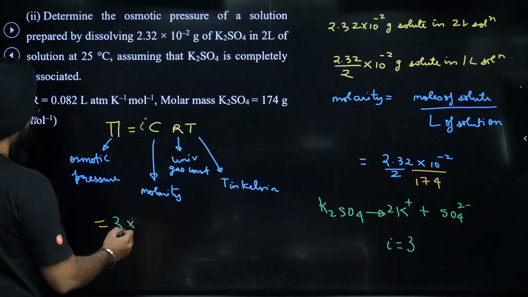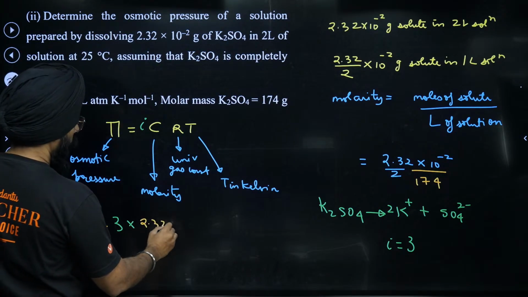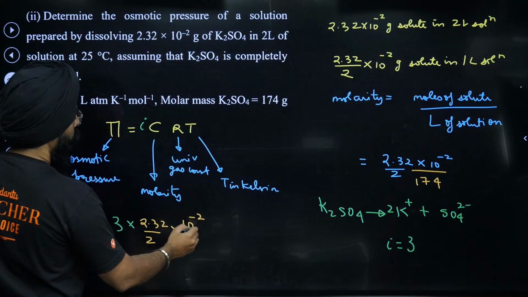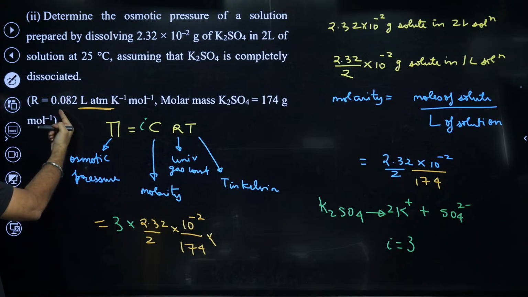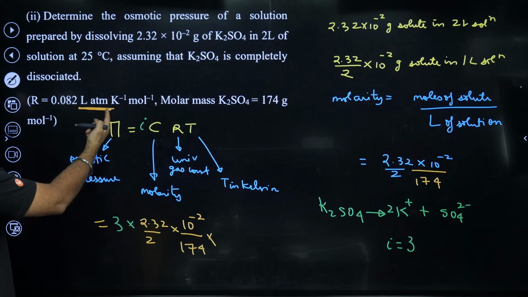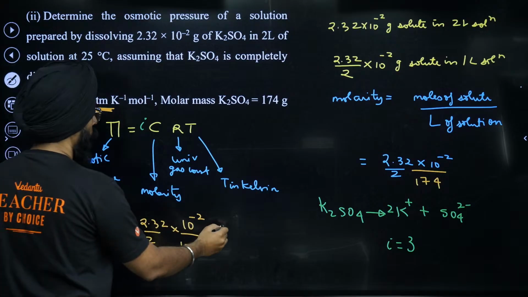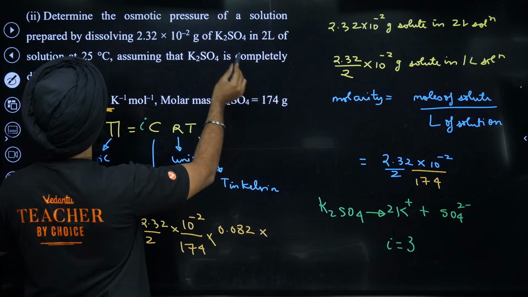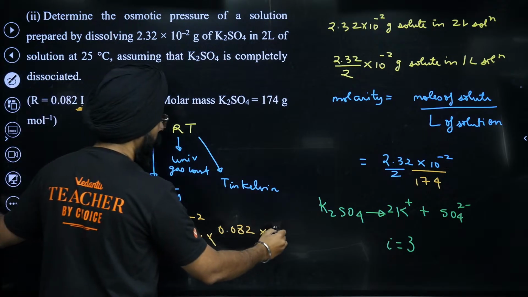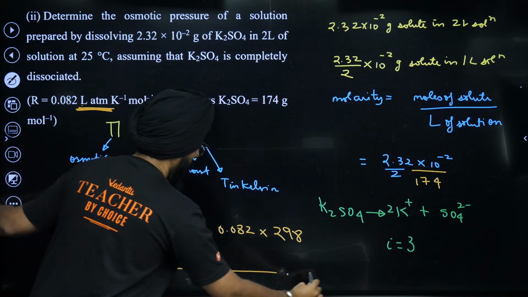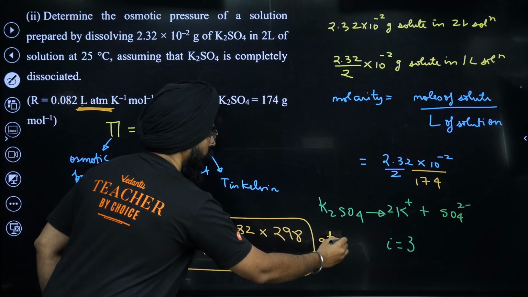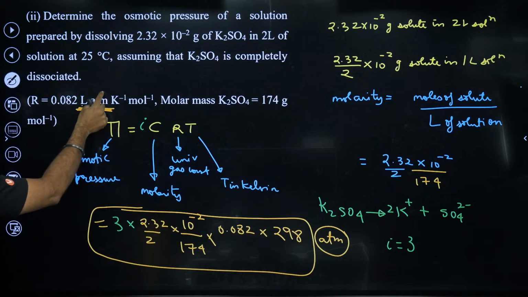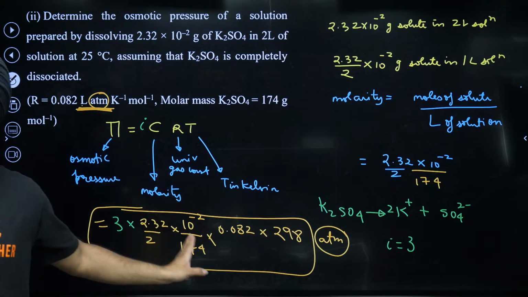So this is equal to 3 into 2.32 by 2 to 10 to the power minus 2 divided by 174 into R. Please use the value that is given. Yeah, this is the value of R we use when we are doing calculation in liter ATM. So 0.082, the temperature is given as 25 degrees Celsius. So that is 298 Kelvin. This is what we have to calculate. Yeah, this will be your osmotic pressure in atmospheres. Why atmospheres? Because we are using liter ATM, right? So ATM will remain. Please do the calculation.